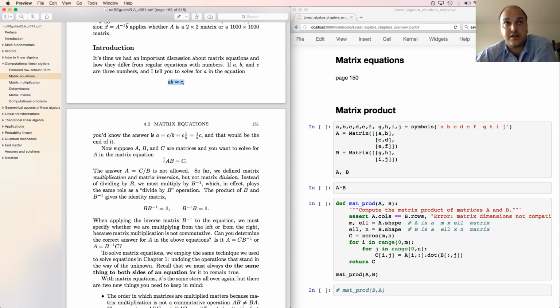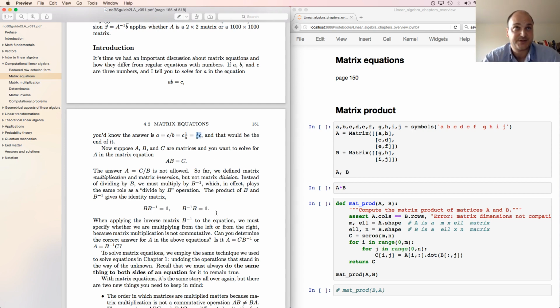But it's not as simple with matrices. With numbers, you can do all kinds of things. You can say it's divided by B, 1 over B. Division by B is something that makes sense, right? In matrices, we don't have division. What we have is a matrix inverse, which kind of acts like division, but you have to be clear which side you act on. So in numbers, you can divide. It doesn't matter if you say C divided by B or 1 over B times C.